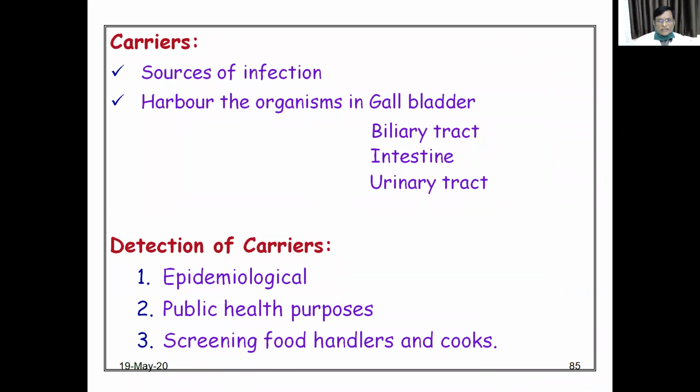The carriers are the main source of infection. They harbor the organisms in the gallbladder, biliary tract, intestine, urinary tract, and sometimes in the bone marrow also. Detection of carriers is very important for epidemiological and public health purposes, and for screening of food handlers and cooks. So in famous restaurants, they will first screen the chefs or cooks, whether they are carriers of Salmonella or not.